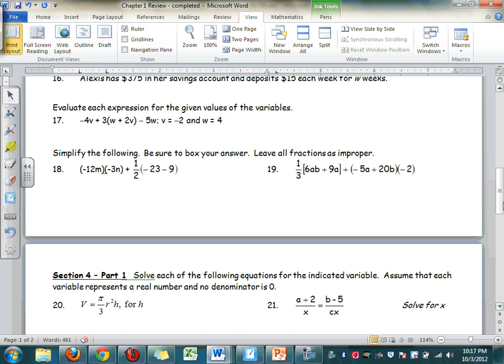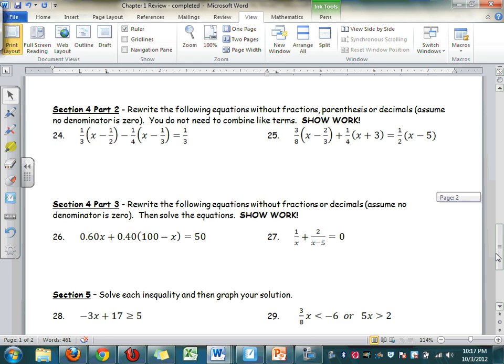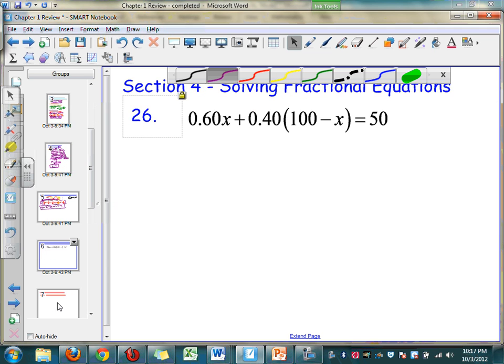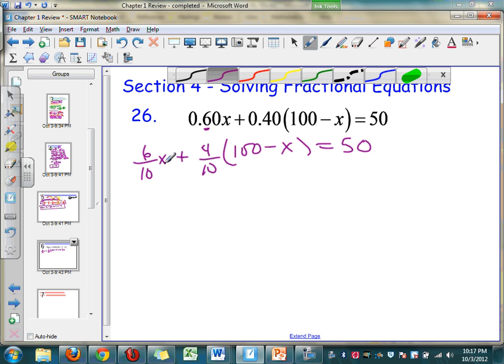Okay? That brings us all the way down to problems number 24 and 25, and that was actually 24 on your review sheet tonight. The next one you need to talk about is solving fractional equations, but this time I give you decimals. So how do I go about doing this? Well, I'm going to use the place value system, and 6 is in the tenths spot. So since it's in the tenths spot, that's going to be 6/10 x plus 4/10 times 100 minus x is equal to 50. Well, what does 6/10 reduce down to?